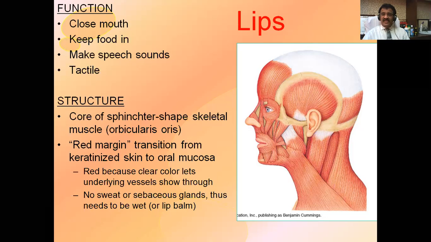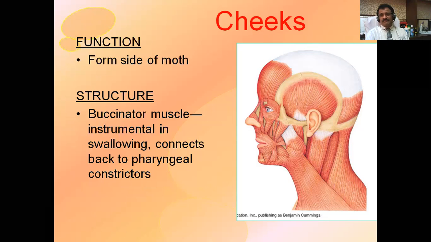And there are no sweat glands and sebaceous glands on the lips, and that is why they need to be made wet. That is why while speaking you have to do like this again and again, because there is no sweat or sebaceous gland. Especially in the cold season, you have to do it again and again, and that causes lots of problems. Now let us talk about the cheeks.